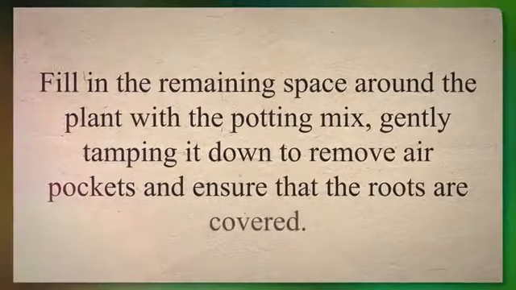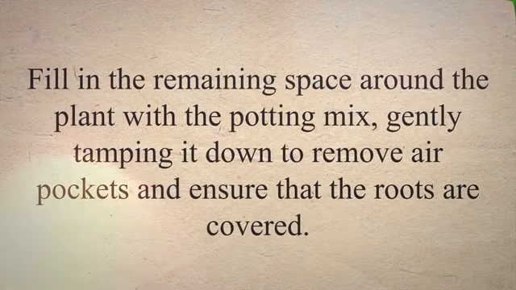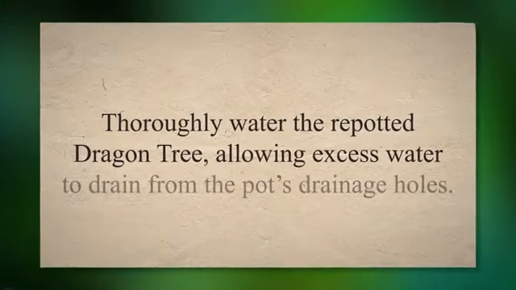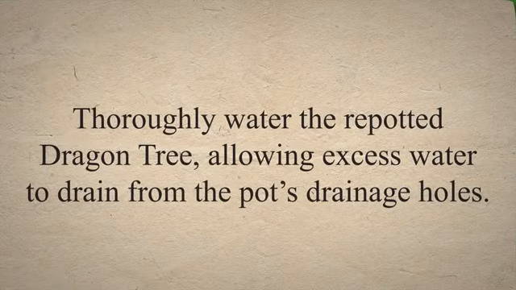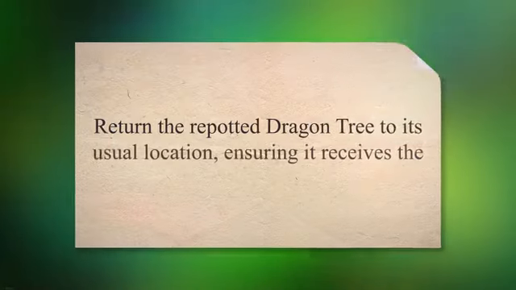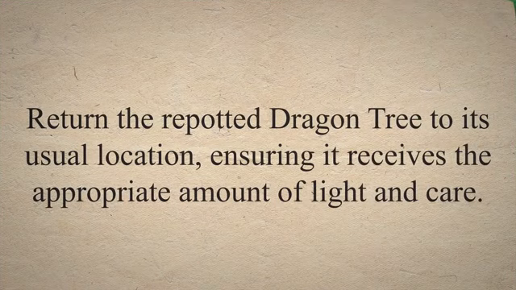Fill in the remaining space around the plant with the potting mix, gently tamping it down to remove air pockets and ensure that the roots are covered. Thoroughly water the repotted dragon tree, allowing excess water to drain from the pot's drainage holes. Return the repotted dragon tree to its usual location, ensuring it receives the appropriate amount of light and care.